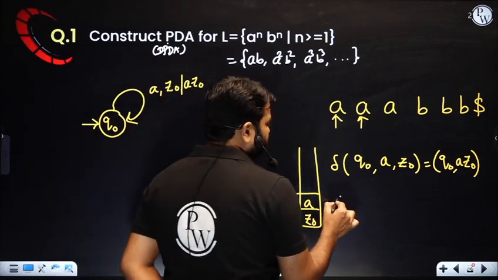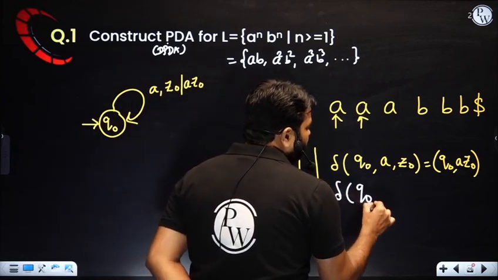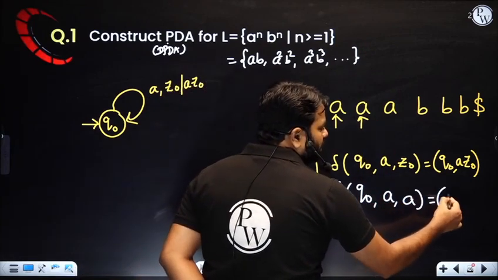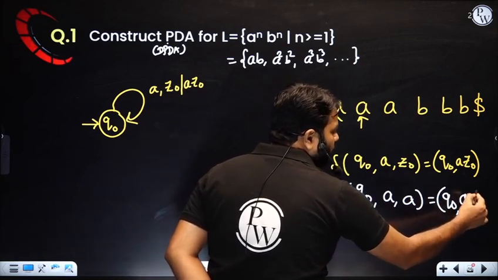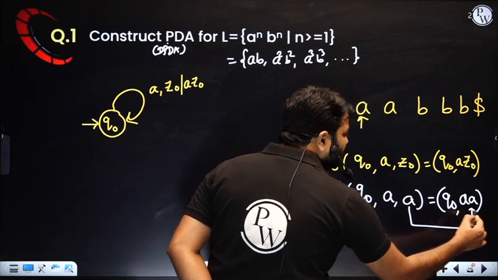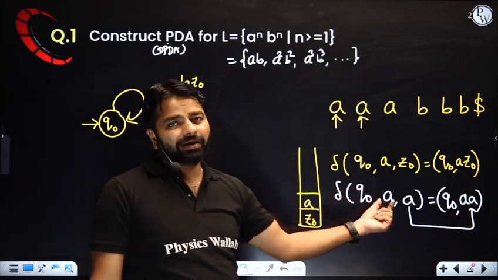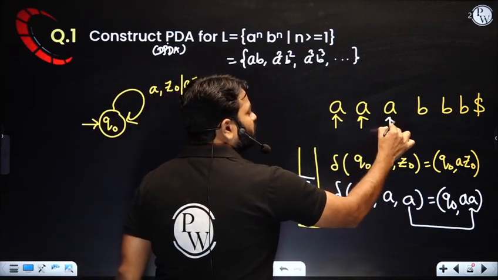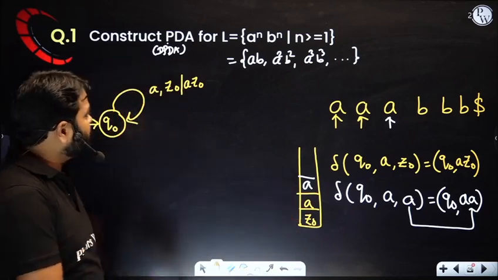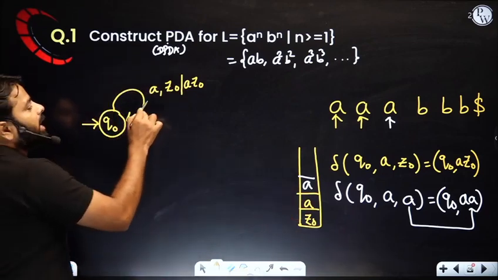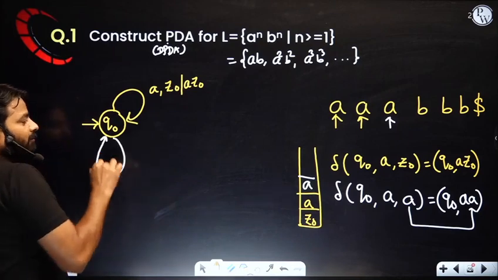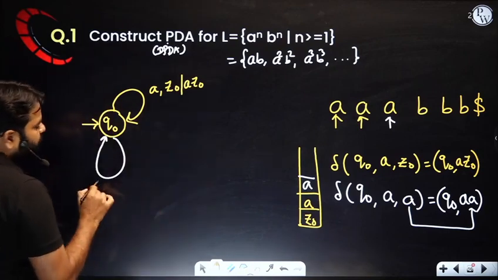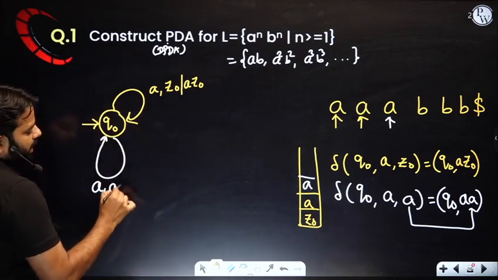Next. From Q naught, A is input and top of the stack is A only. But this time, I'm going to write AA. Why? We have one A and we are putting two A's. That means I want to push this input, whatever I read, onto the stack. Now one A is going to come. And next, this second transition, I can write one more edge here or I can write here. You decide, put one more self loop or you can write here itself, because both are two different transitions. I can give for the same edge. A comma A slash AA.